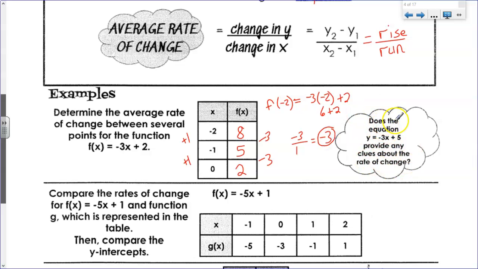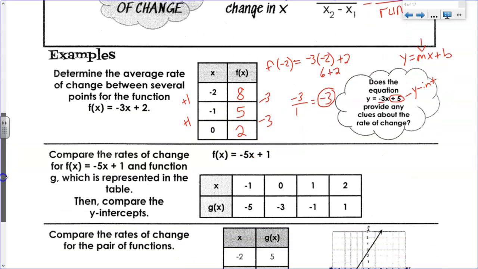Okay, quick little thought. Does the equation y equals negative 3x plus 5 provide any clues about the rate of change? So if you recall, this is slope-intercept form. So we have y equals mx plus b, and the m is the slope. So here we know before we ever did this that our slope is going to be negative 3. And then what is this b here? That is our y-intercept. Remember that? That is where the graph crosses the y-axis, and we know x is 0 there.